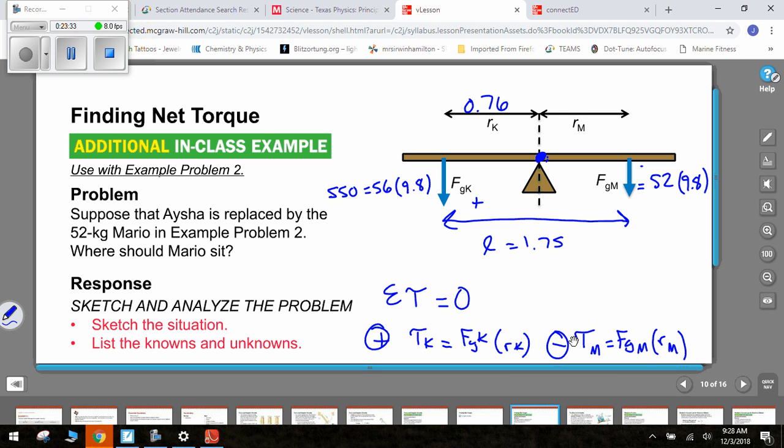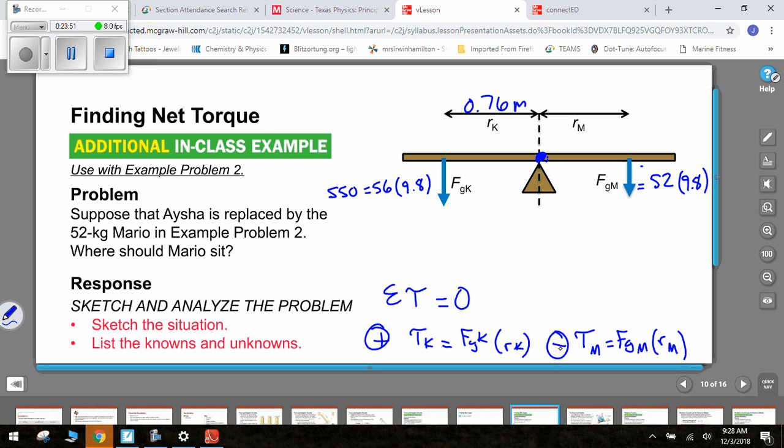All right. What's up? The 0.76 was given. That's why I wrote it down. It's 0.76 meters.